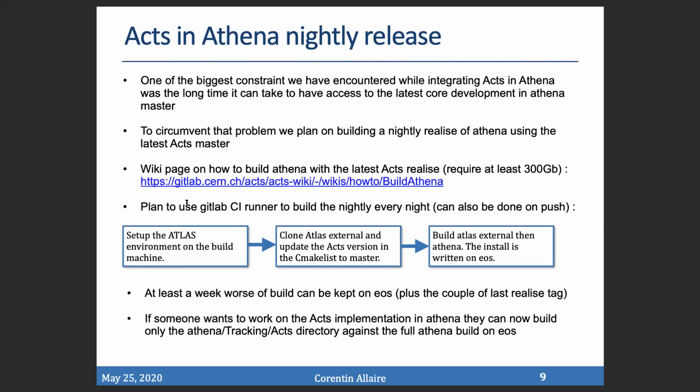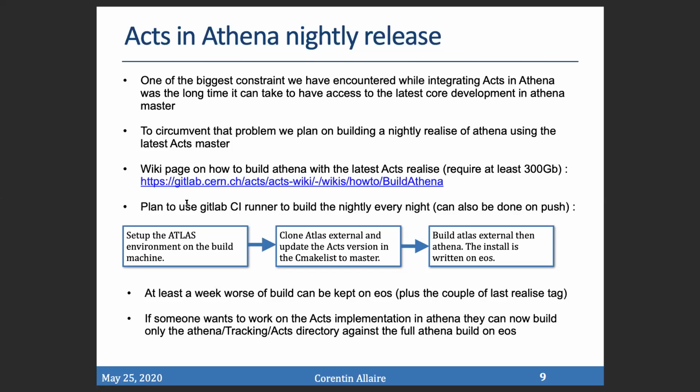And our plan is to use GitLab CI Runner to build a nightly build every night. This is done in 3 steps. First, we set up the Atlas environment, clone Athena, and clone the Atlas externals. In the Atlas externals, we update the ACTS version to the latest one, and then do the build of the externals and the build of Athena, and install everything on EOS so that we can easily have access to it.